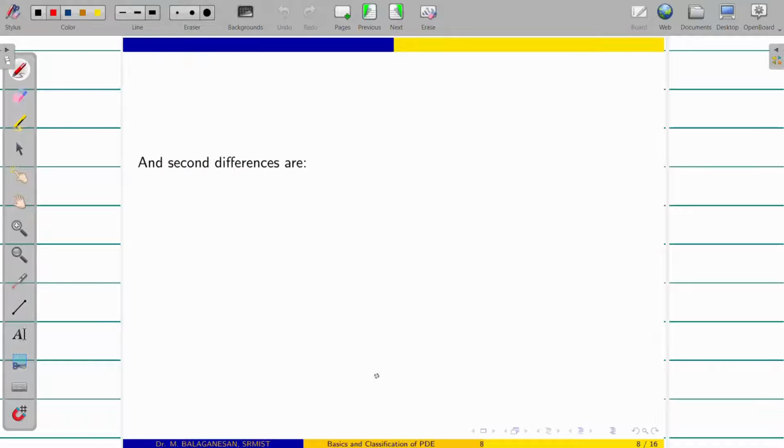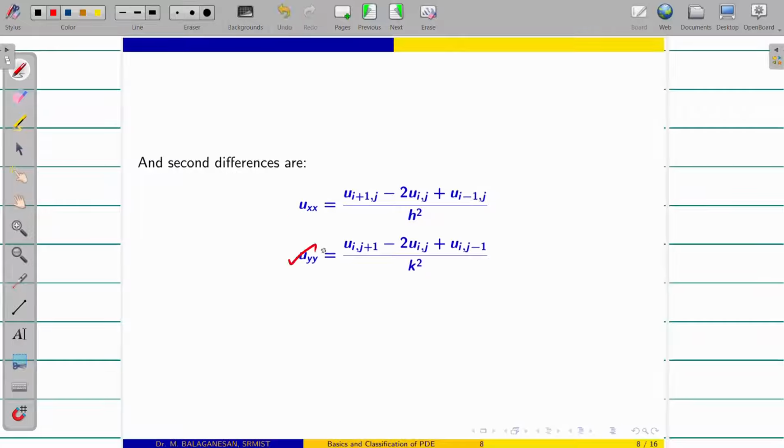Similarly, we can do the second derivative, u double x equivalent to this, u double y equivalent to this. I have given the forward sense. If you want to derive the backward sense also, you can go through the textbook, so that formally, whatever I have given, just put a tick mark.